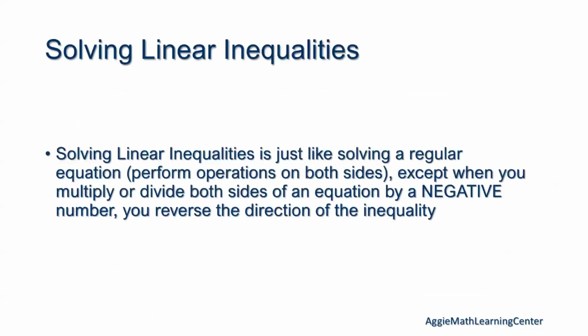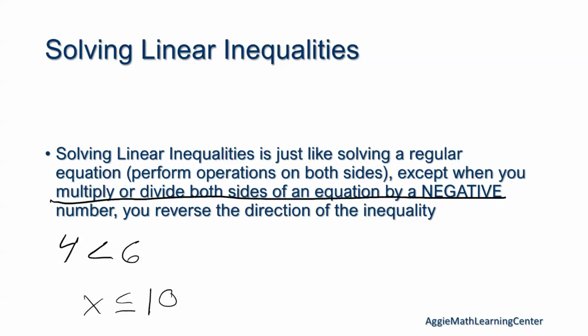Okay, so inequalities are things that, instead of an equal sign, have something else. So we might have like 4 is less than 6. So this isn't an equal sign. Or we might have x is less than or equal to 10. But these we can solve almost the same way, except there's one important rule. When you multiply or divide by a negative, you have to switch the direction.